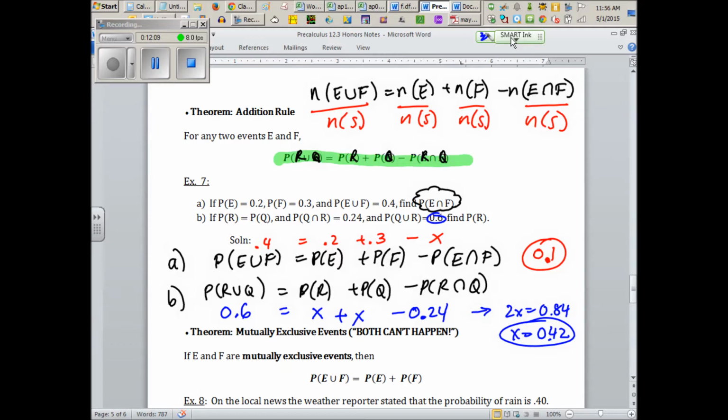Okay? So you're just solving. Those are pretty easy because it's the formula. If you don't know the formula, it's kind of hard. And you should also know one last thing about this formula.